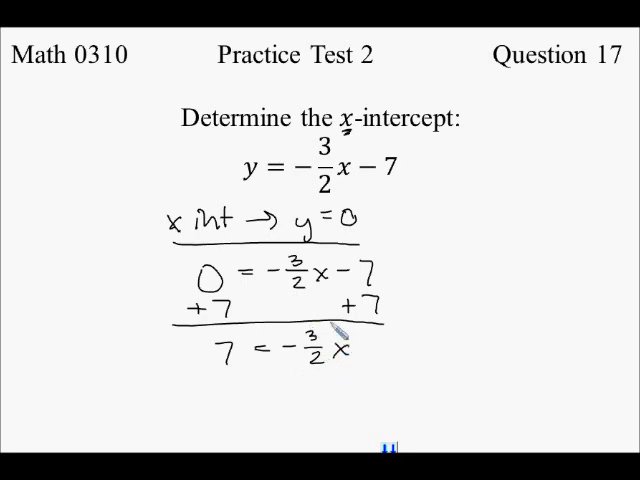Now we have negative 3 halves times x, and the way we can get 1x there is to get rid of the multiply by negative 3 halves, and the way we do that is by multiplying by the reciprocal of this negative 3 halves, because that's what we're trying to get rid of. We just want 1, and in order to get 1, we multiply a fraction by its reciprocal. The reciprocal of negative 3 halves is negative 2 over 3, so we must multiply this side also by negative 2 over 3. So multiplying by the reciprocal on the right is just going to give us x.